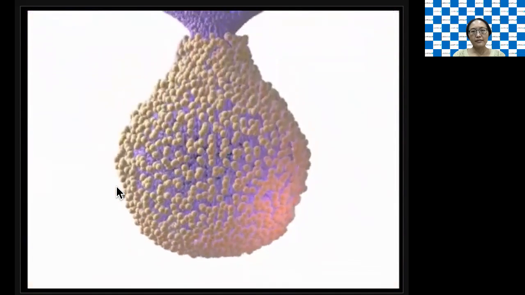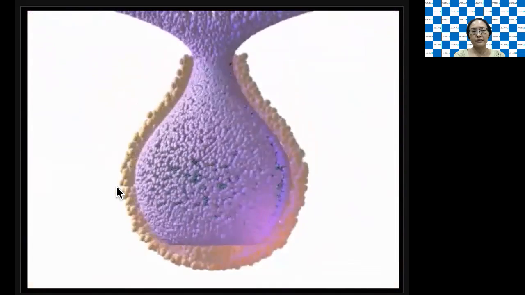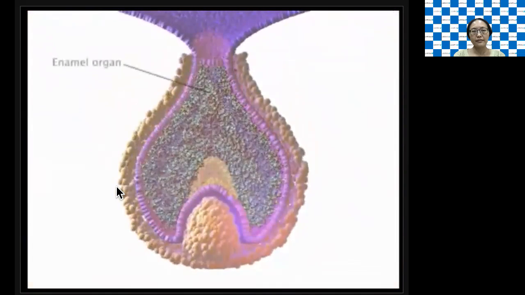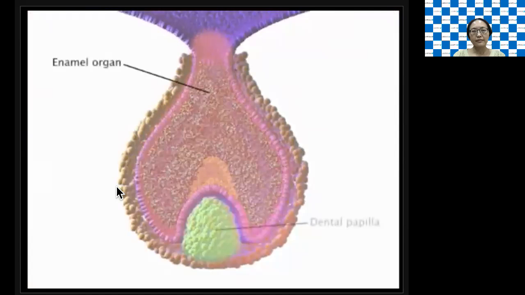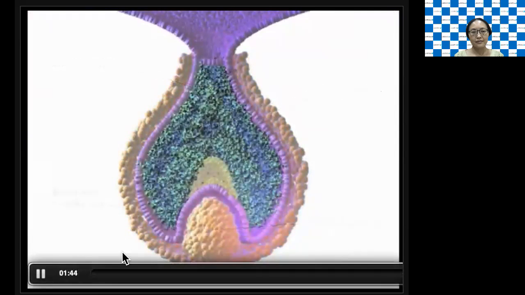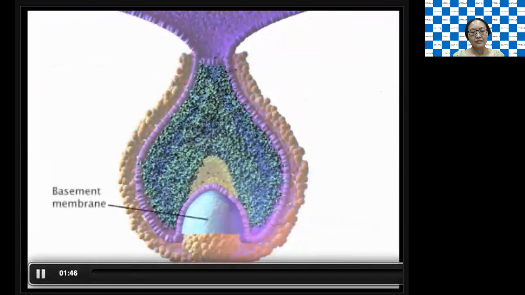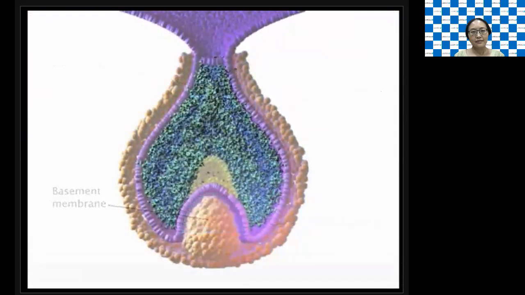Several structures can be identified during the cap stage. The enamel organ is the part of the developing tooth made up of epithelial cells originating from the dental lamina. The dental papilla makes up the ectomesenchymal cells filling the concavity of the cap. Lastly, the dental follicle makes up the ectomesenchymal cells enclosing the rest of the enamel organ. Note that the enamel organ and dental papilla are separated by the basement membrane of the epithelial cells.